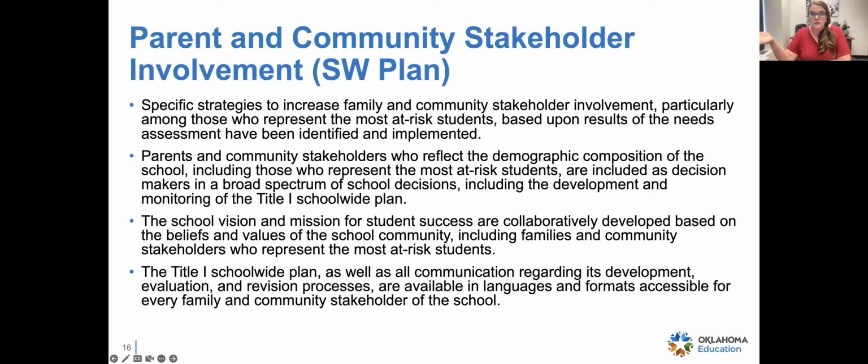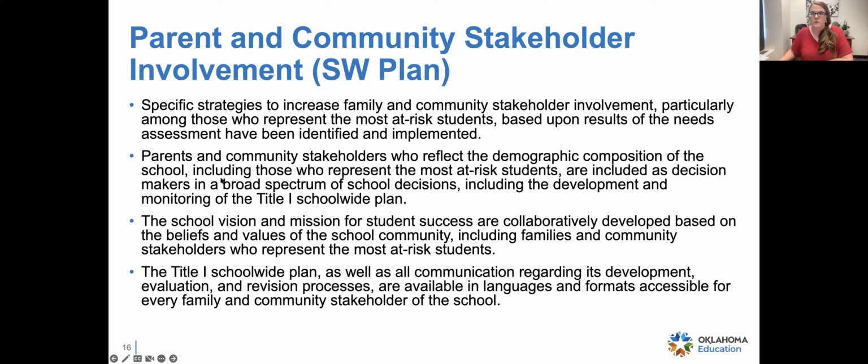So we're also not trying to catch you with a vocabulary test. If you wanted to restate these questions and just point out, so for the first one, what specific strategies are you using? You could say, our school, and you could put the name of the school, is implementing these specific strategies to increase family and community stakeholder involvement. Okay, so you can restate each of these areas with the details that are specific to your site.